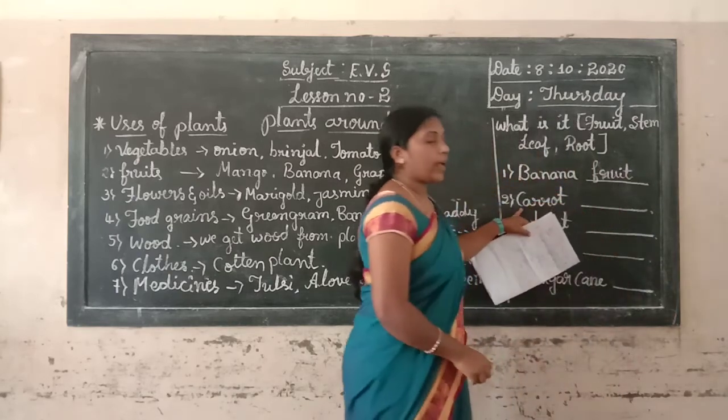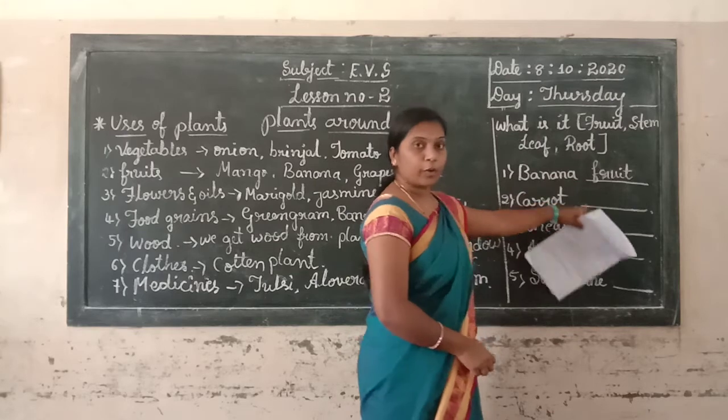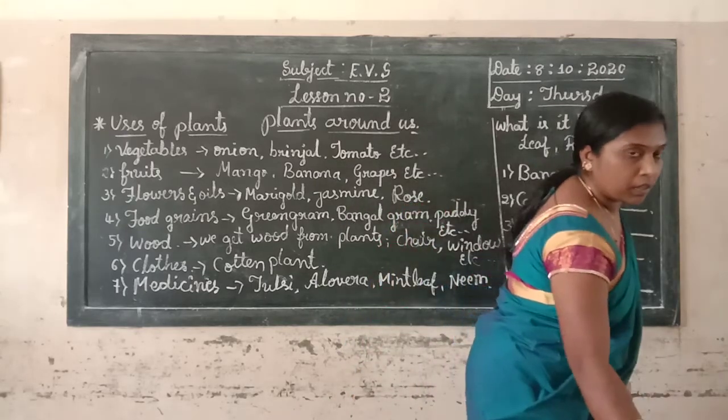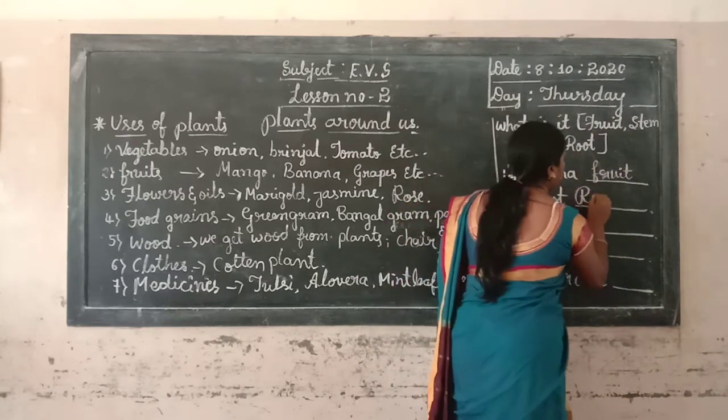Fruit. So carrot. What is carrot? Carrot is a what? Root. It is also called vegetable. But here, the correct answer is root.